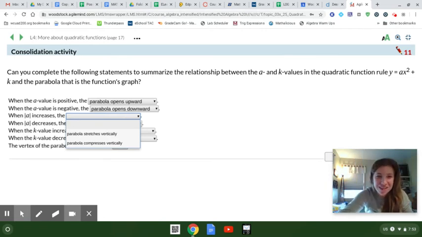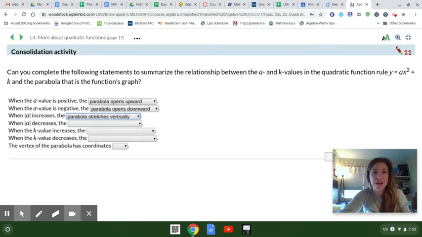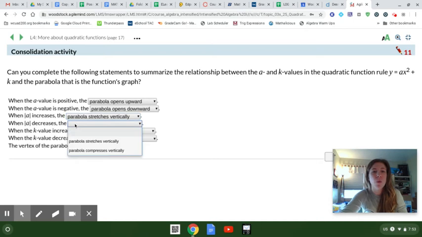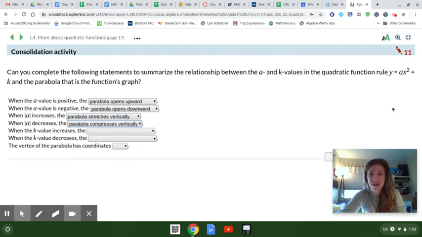So I will write this in my book as that A value increases, 2, 3, 4, 5 again. That is how you get skinnier or narrower, which is also called a vertical stretch. And on the opposite side, if that A value decreases, so that's your 1/2, your 0.3, your 0.25, your 0.8, anything between 0 and 1, that is when your parabola gets wider, which is also called a vertical compression.